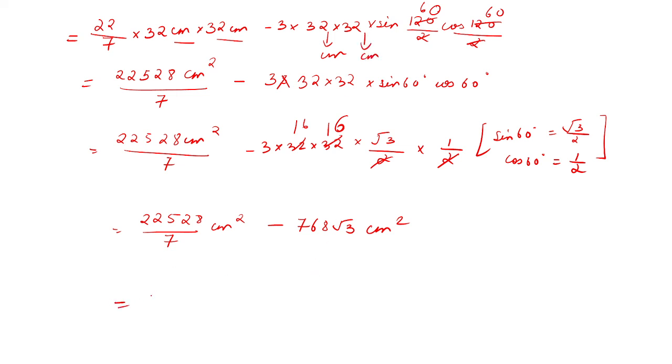So you can take 22,528 divided by 7 and 768 root 3 inside, and since centimeter square is common to both, we can always take this outside, and it is 22,528 divided by 7 minus 768 root 3 centimeter square. So this is the answer.